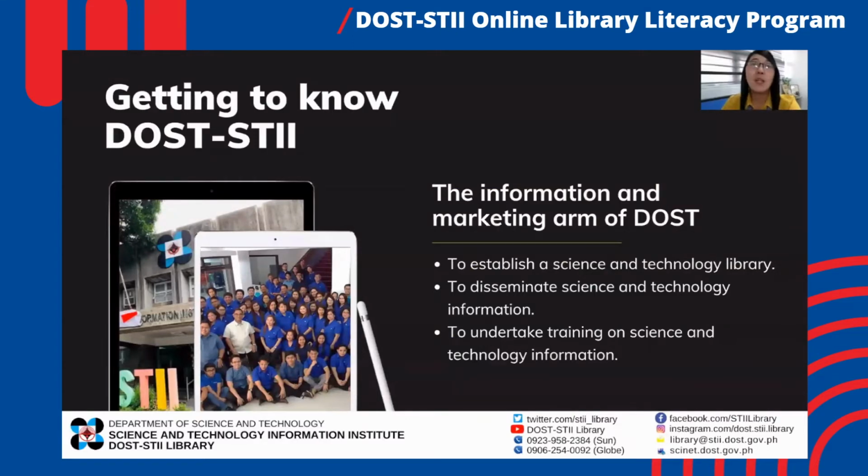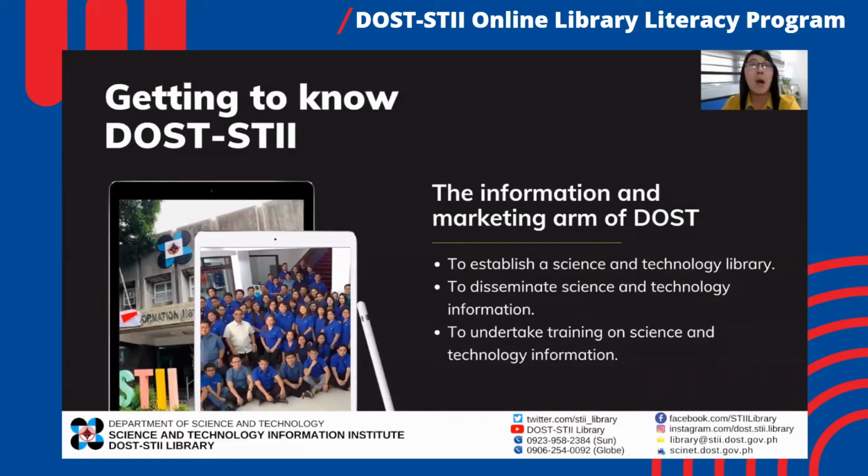DOST-STII is one of the attached agencies of the Department of Science and Technology. We are the information and marketing arm of DOST. We have 3 mandates. We are mandated to establish a science and technology library. So that's DOST-STII library. Next is to disseminate science and technology information. We disseminate S&T information in all formats.